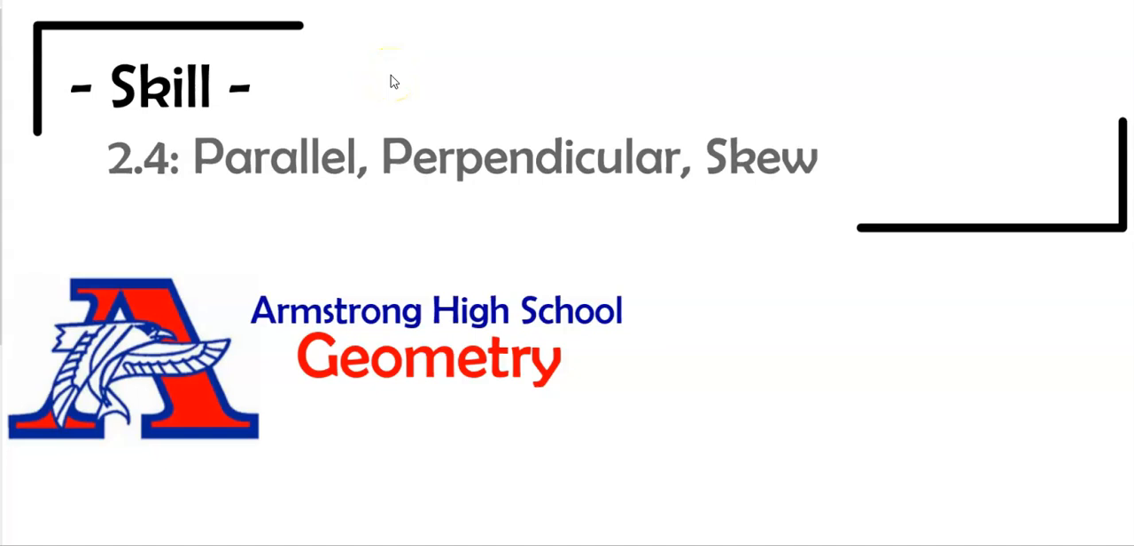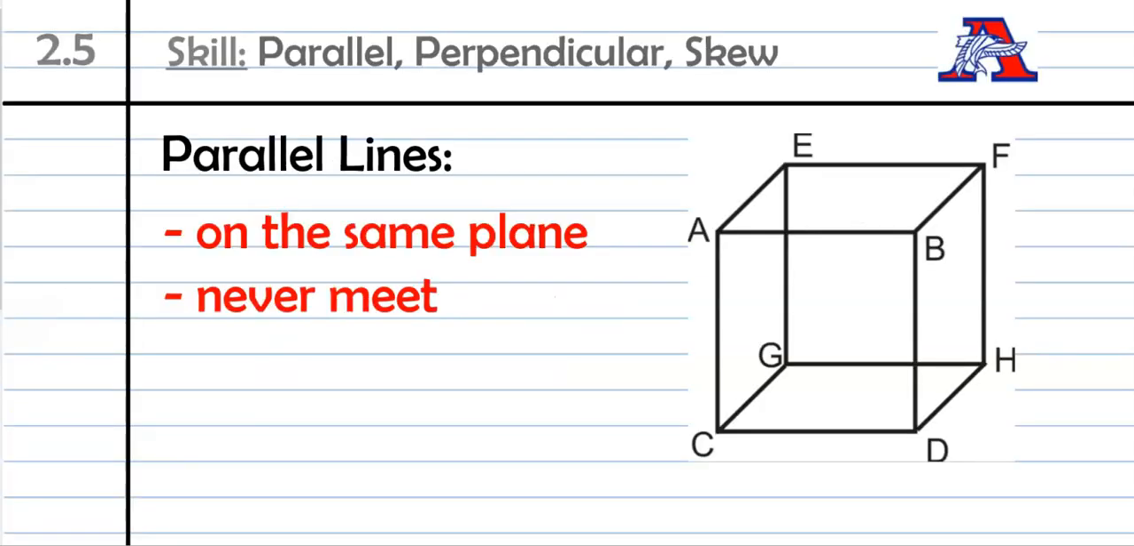All right, guys, we've already reached the end of Unit 2. This is the last skill. This one is 2.4, parallel, perpendicular, and skew. So this one is a little bit different from the other three that we've done, but it does fit into this unit because of the whole parallel line thing.